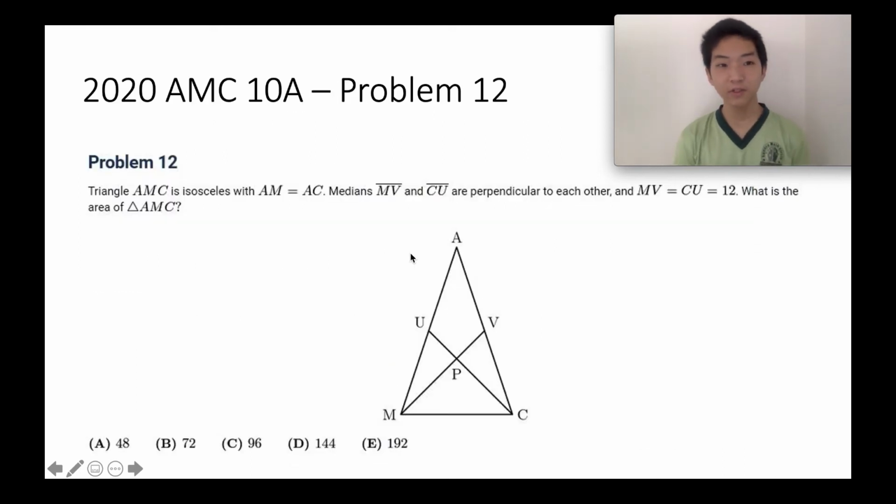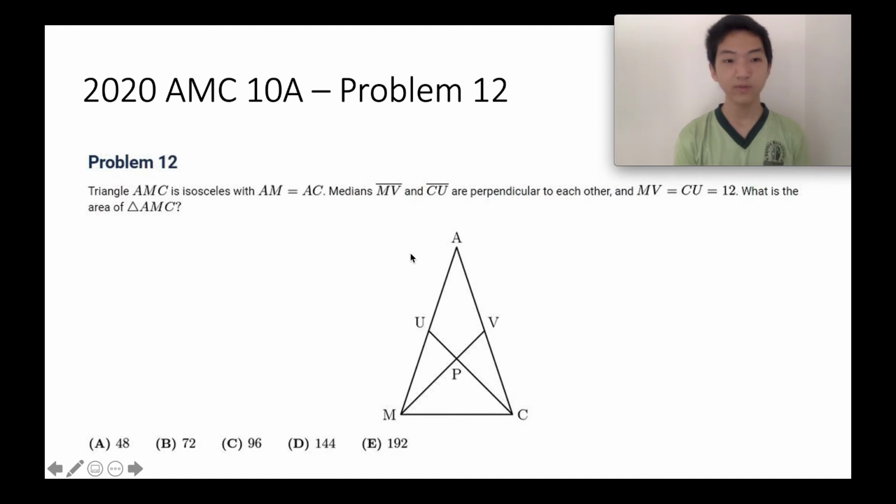Now we have our first example, AMC 10 example problem. So this is problem 12 from the 2020 AMC 10A. Triangle AMC is isosceles with AM equal to AC. Medians MV and CU are perpendicular to each other, and MV equals CU, which equals 12. What is the area of triangle AMC?